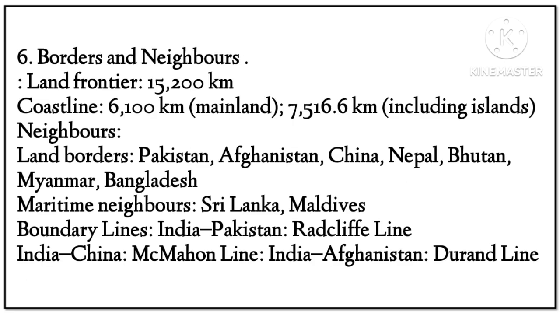Borders and neighbors. Land frontier 15,200 kilometers. Coastline 6,100 kilometers mainland, 7,516.6 kilometers including islands. Neighbors: land borders with Pakistan, Afghanistan, China, Nepal, Bhutan, Myanmar and Bangladesh. Maritime neighbors Sri Lanka and Maldives. Boundary lines: India and Pakistan, Radcliffe Line; India and China, McMahon Line; India and Afghanistan, Durand Line.